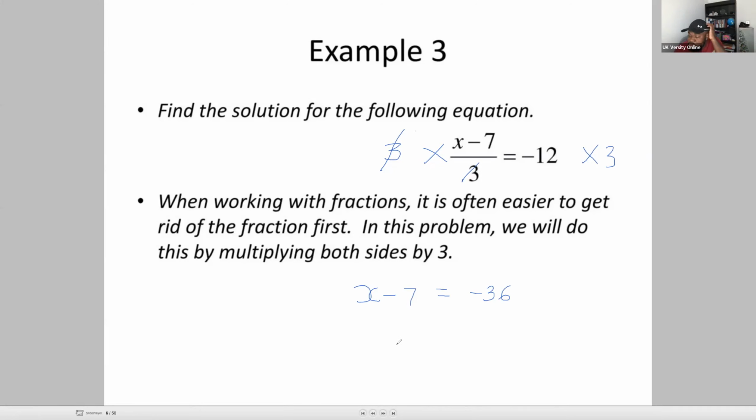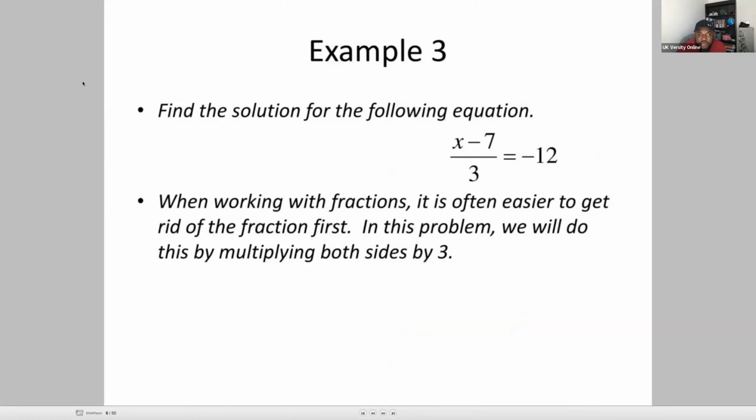So now, like I told you in the previous question, if you want to find what x is, just do the opposite. Add 7 to both sides. So what is minus 36 plus 7? That's going to be minus 29. Can you see? So x is going to be minus 29.